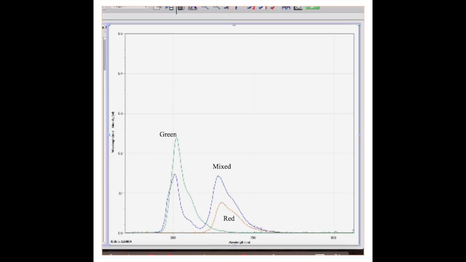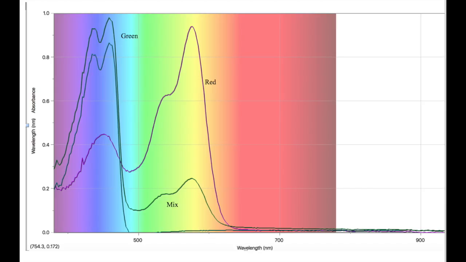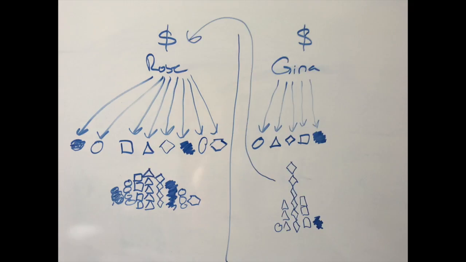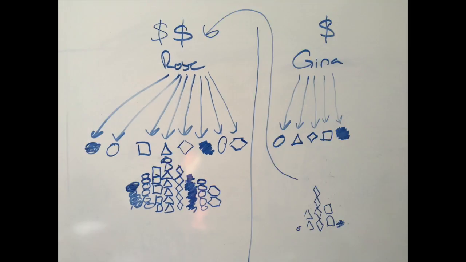When red and green have access to the same amount of energy, red has a lower intensity. However, when red and green are mixed, red's intensity increases and green's decreases. As you can see, in absorbance, red has a peak at just above 500 nanometers, which is exactly what green emits. Red can absorb these photons, which increases the available energy. It also appears to lower green's intensity, as some of the photons it emits get absorbed instead of reaching the detector. It would be like Rose returning some of Gina's objects and buying more of her own.